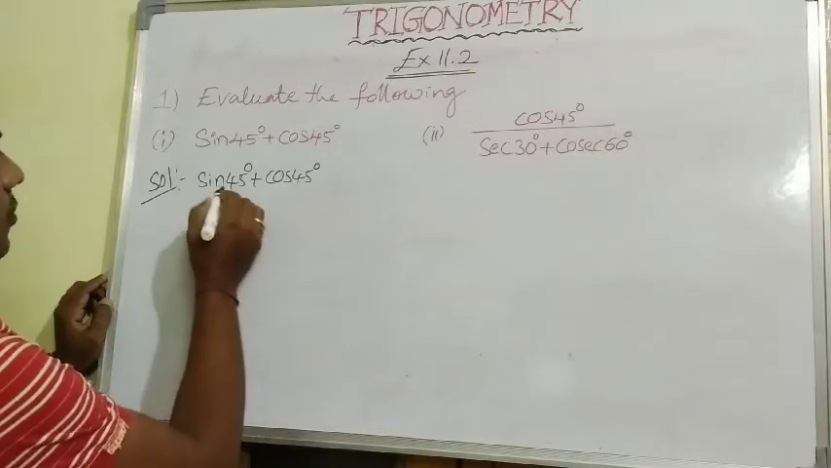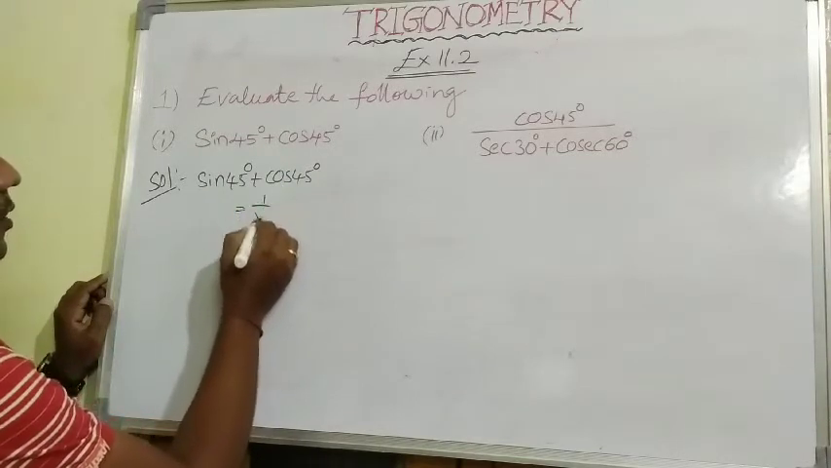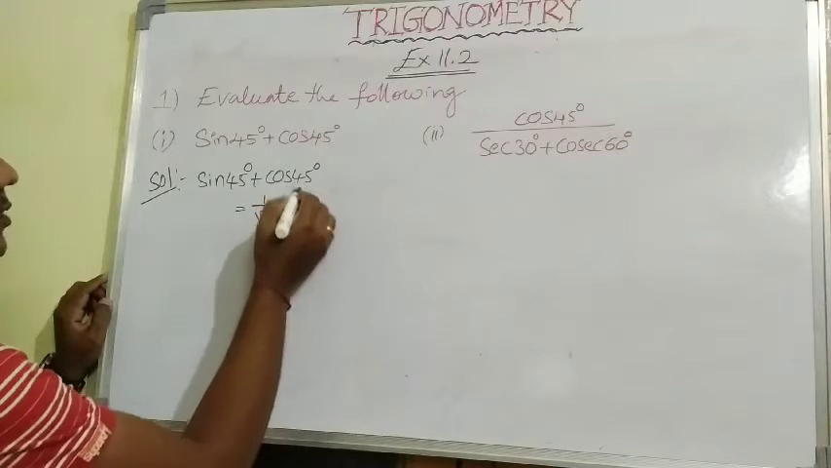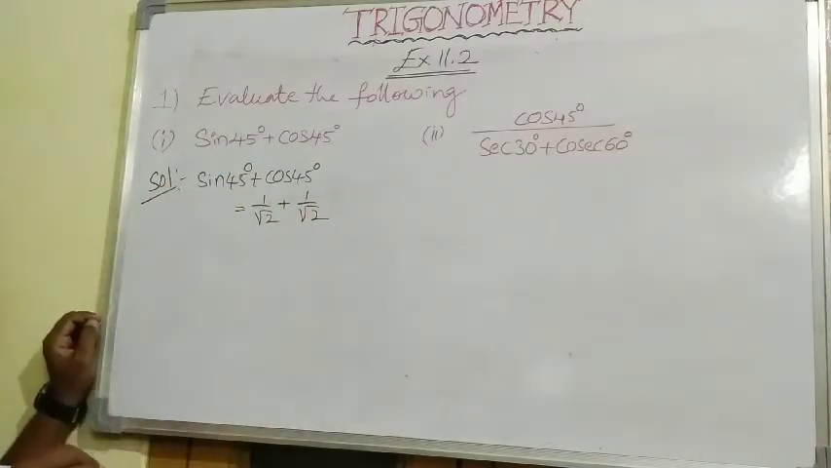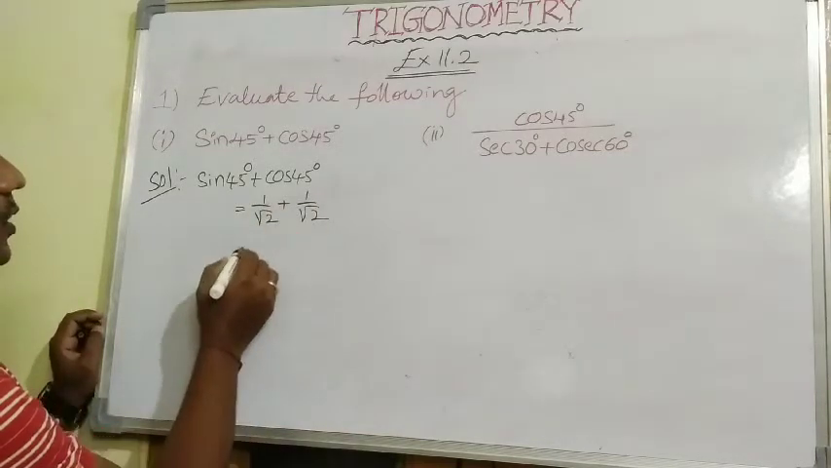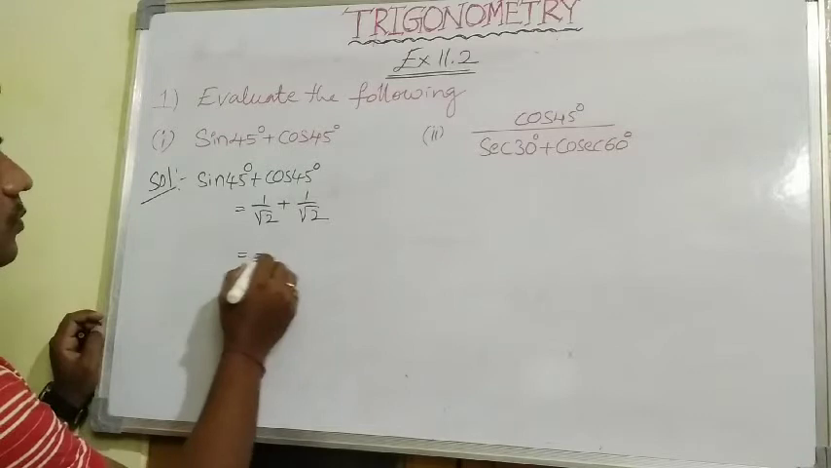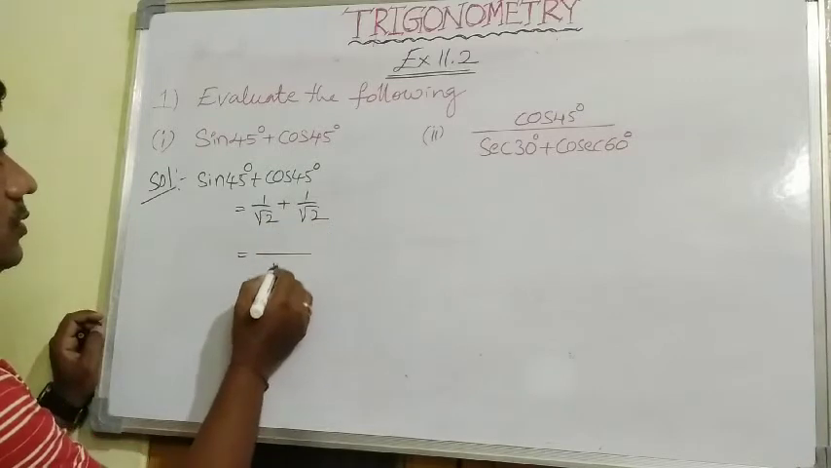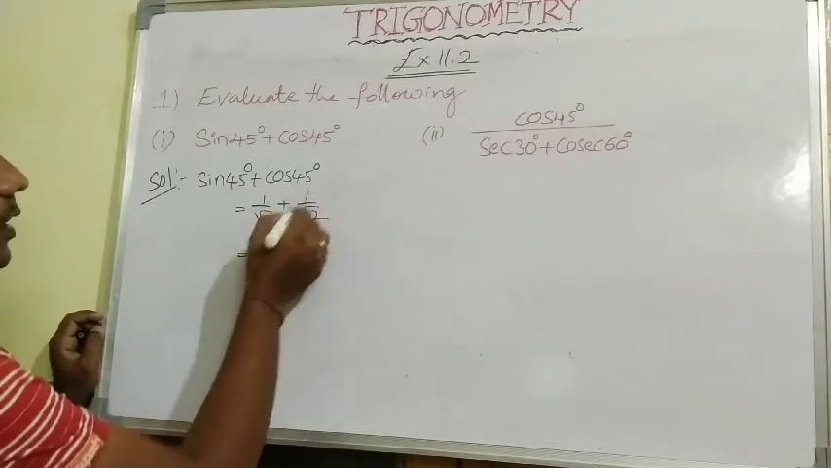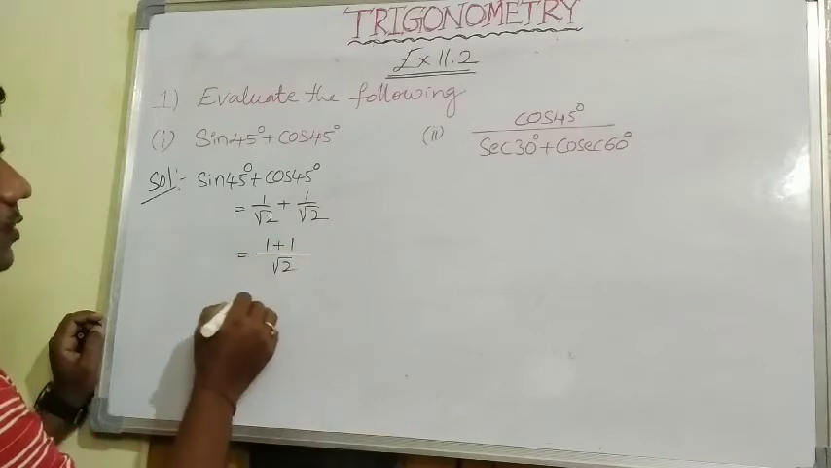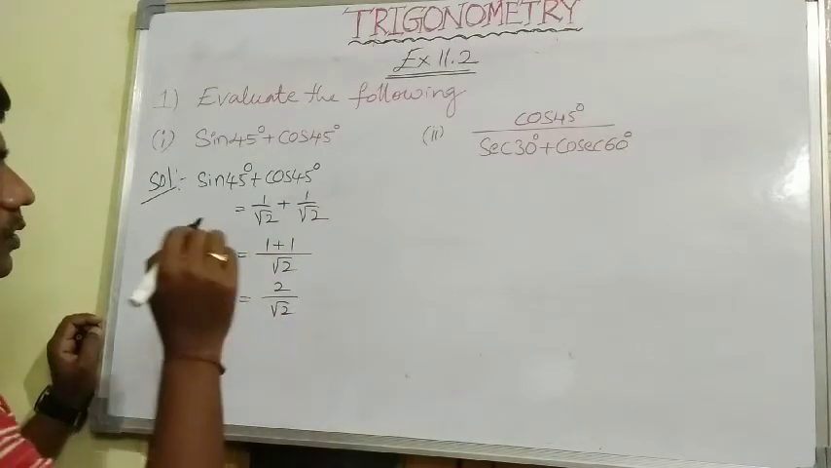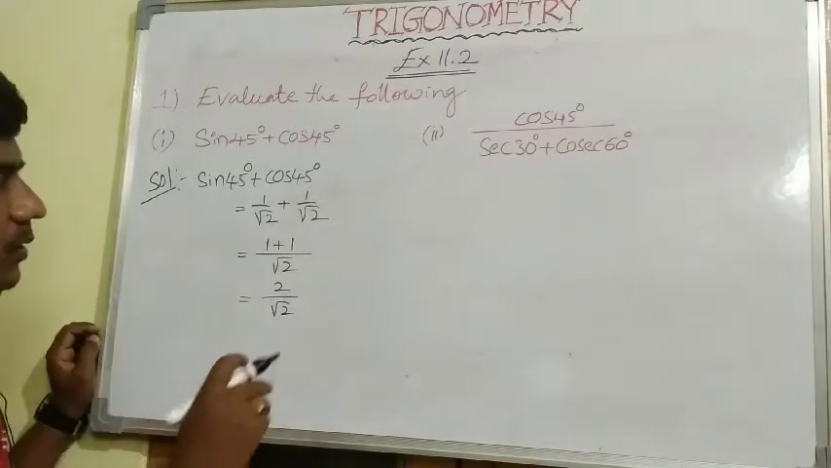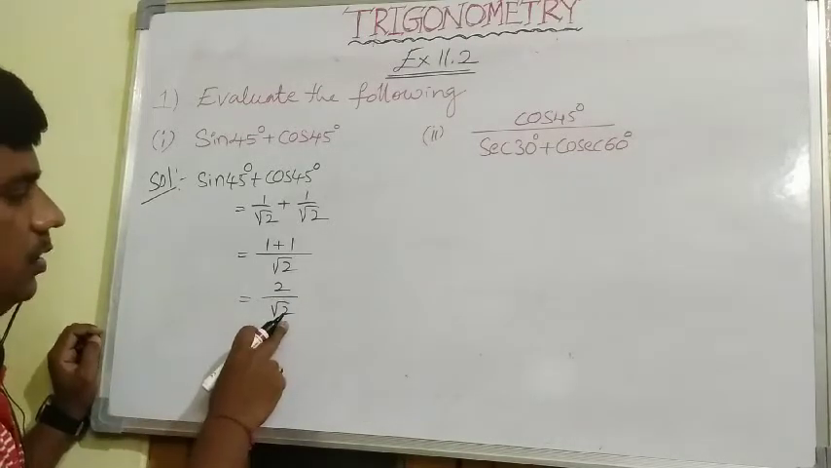But here sin 45 value is 1 by root 2, plus cos 45 also 1 by root 2. Already we know sin 45 value 1 by root 2, cos 45 value also 1 by root 2. So these two values we have to simplify. Root 2 LCM is root 2 only, so directly numerators are added. So 1 plus 1, 2. 2 by root 2. So actually 2 by root 2 is the answer, but in the denominator an irrational number is there.